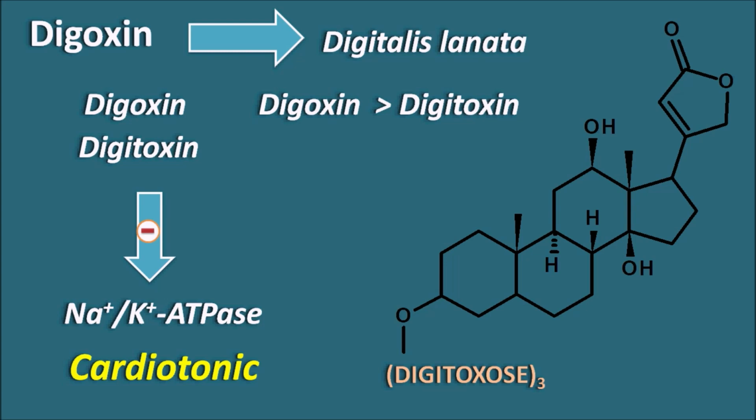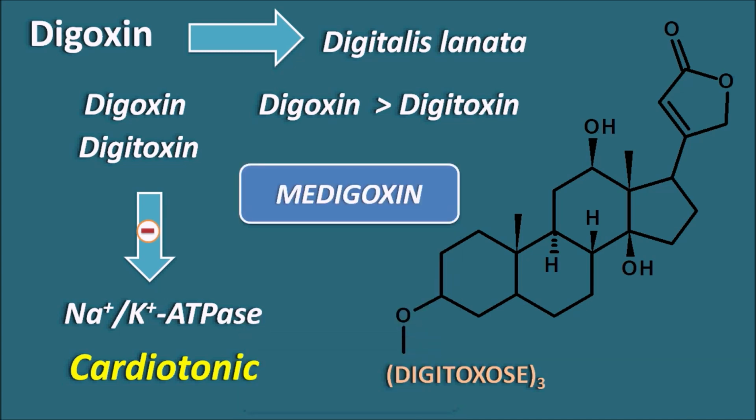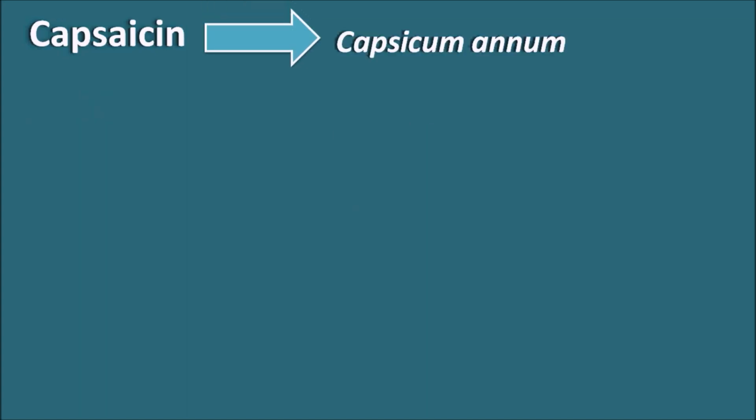And one of the semi-synthetic derivatives of digoxin is medigoxin. Medigoxin is also called methyl digoxin, which is a semi-synthetic derivative of digoxin. And medigoxin is therapeutically better compared with digoxin. Next one is capsaicin. Capsaicin comes from Capsicum annuum.